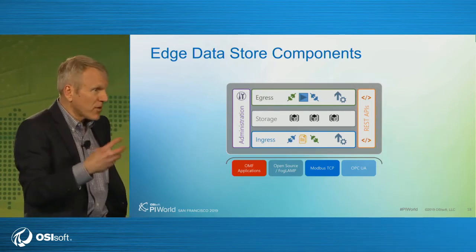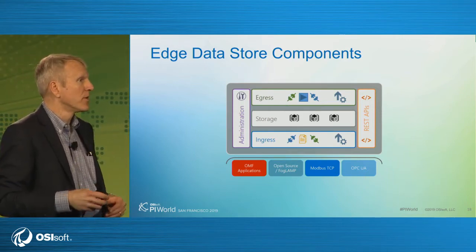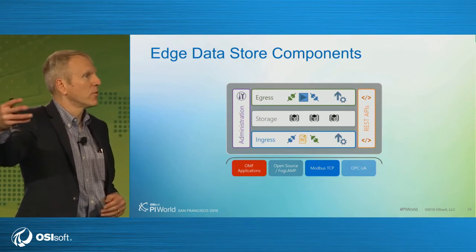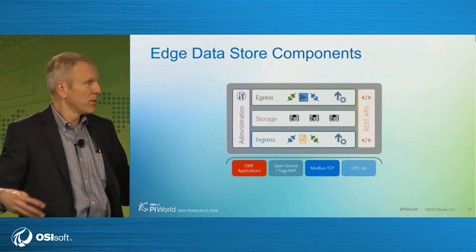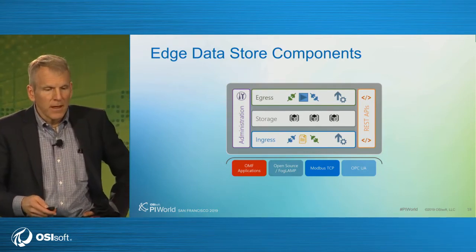Of course, because it's a historian, a way to persist the data locally, so there's a storage capability, and then an inherent way to upload that data to a PI server or to OSIsoft Cloud Services, an administration surface as well, and then again, as I mentioned, the REST APIs.